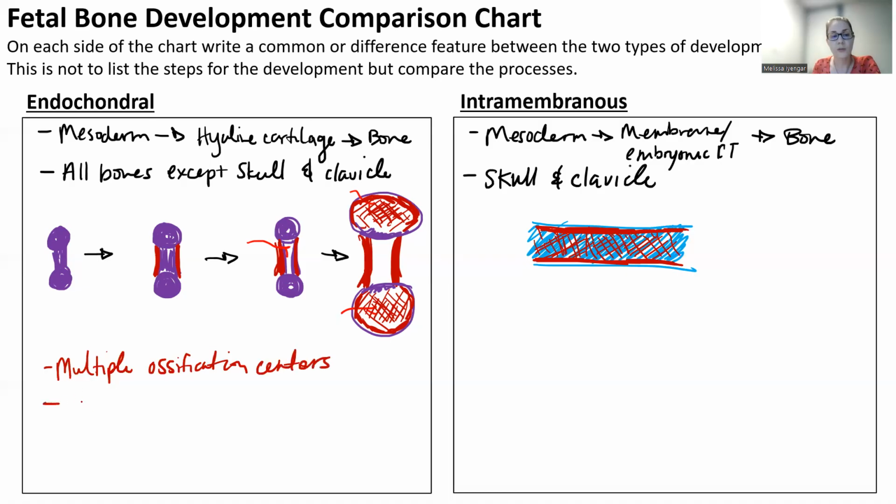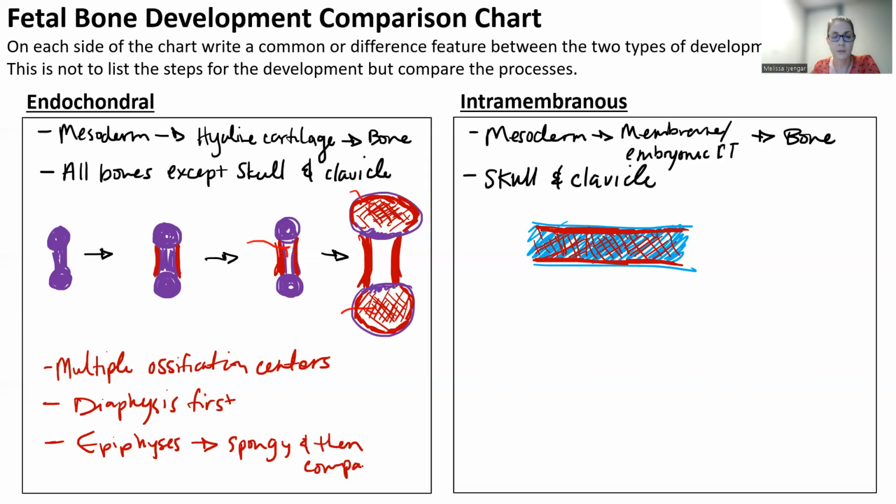In a long bone, you're going to form your diaphysis first. And then you do your epiphyses. And the epiphyses are going to grow where basically you have spongy bone and then compact. Okay, the diaphysis is just going to be compact bone. So this is why we see that adult structure. So over here, you should only have one place where you do ossification.